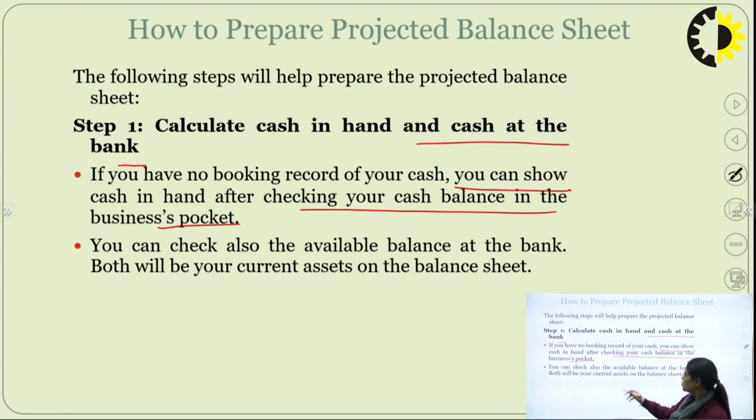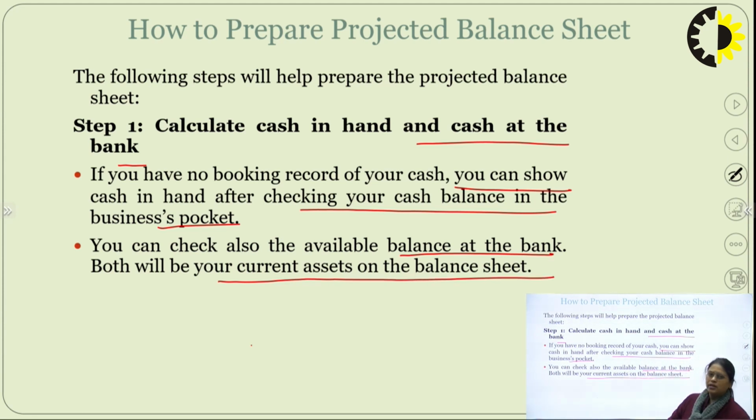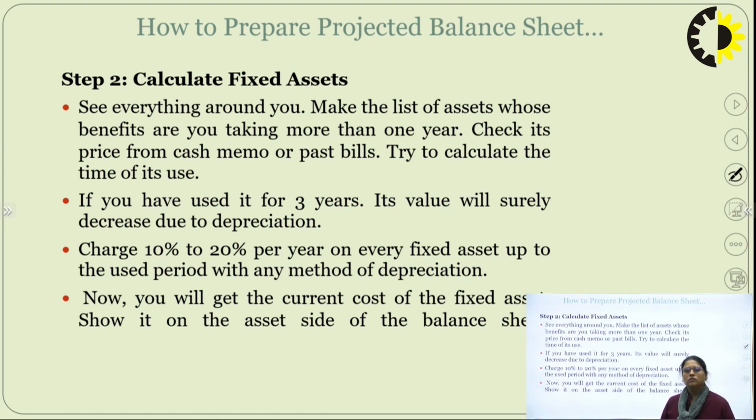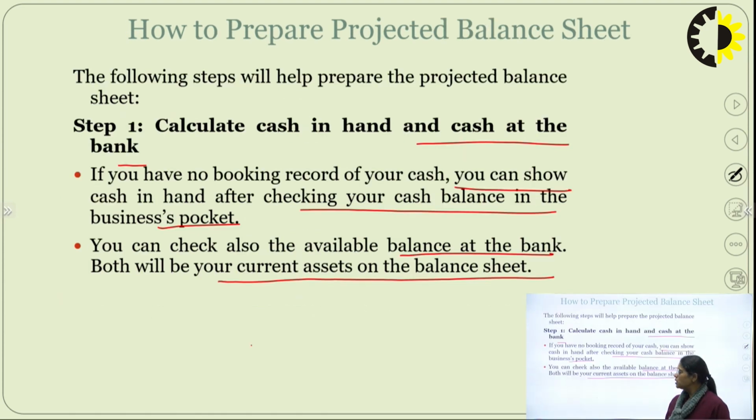You can also check the available cash at the bank. If you have some amount in your account, then this is also your current asset, and both will be your current asset. As I have already told you, cash in hand and cash in your account both represent the current asset value. These are the current assets, cash in hand or cash in account.